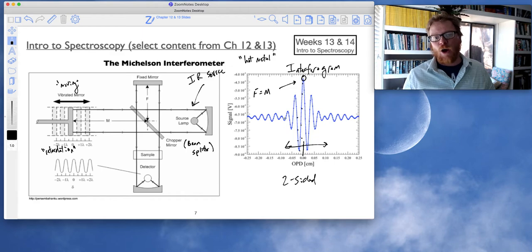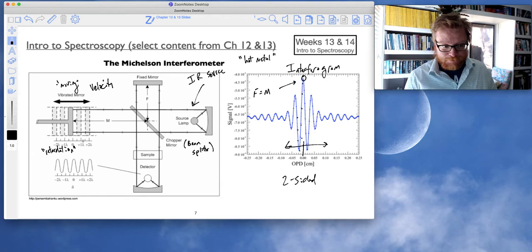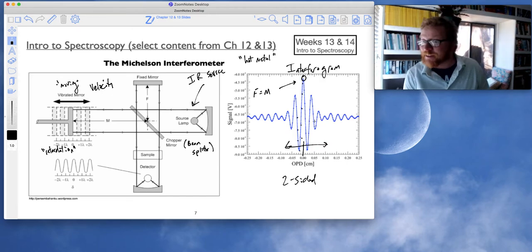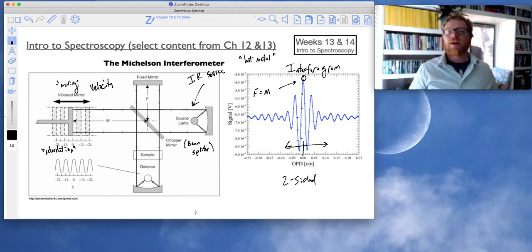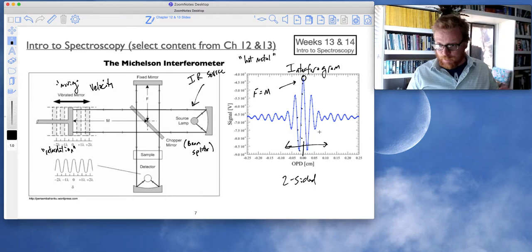That's right. And so we have to view this on a time domain. Even though it's showing this as a distance, this moving mirror has a certain velocity that we program in the spectrometer. The distance that the mirror moves divided by its velocity will give the time domain of this. The Fourier transform converts that into an actual spectrum.